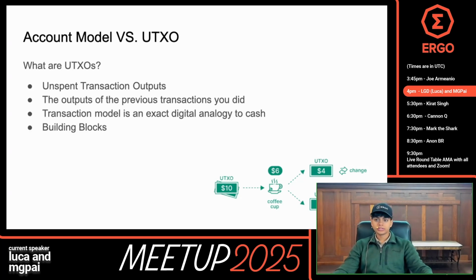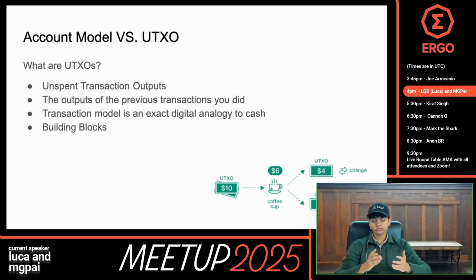UTXOs were pioneered by Bitcoin. That's how they started their entire system. UTXO stands for unspent transaction output, and it's basically the output of the previous transaction you did. When you submit a transaction, you have a bunch of metadata. You have what went into the transaction and what came out of the transaction, and the outputs of this transaction are referred to as UTXOs.